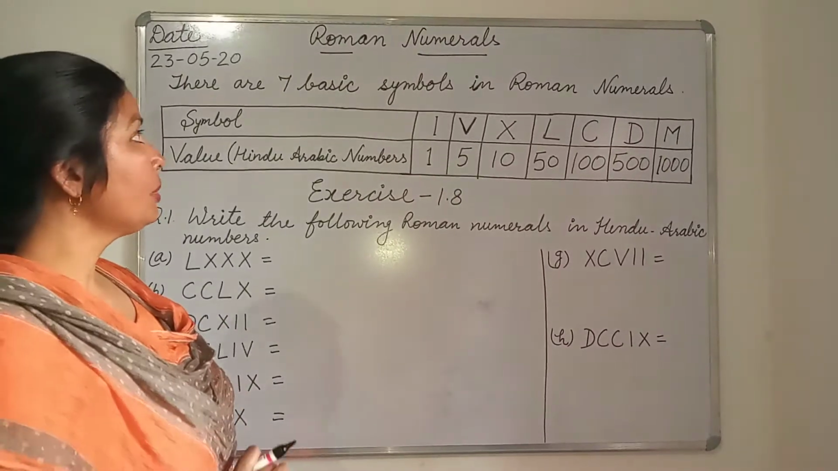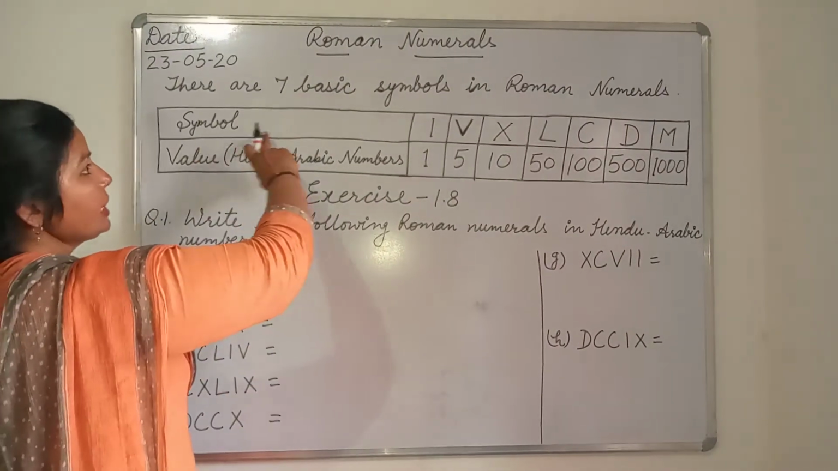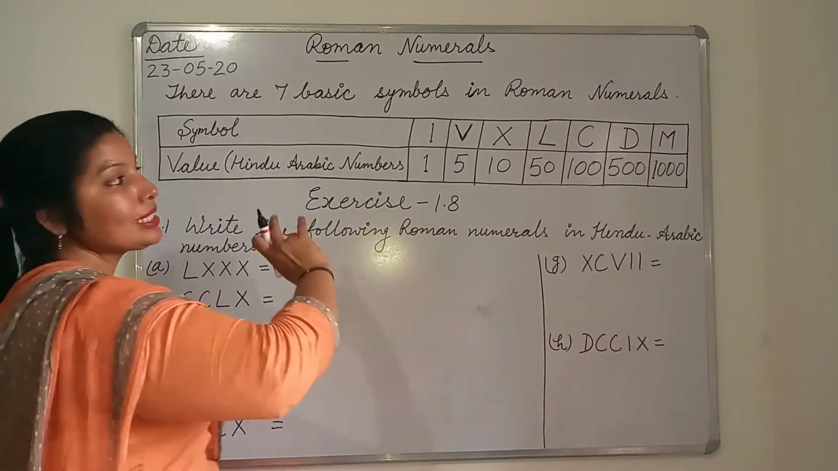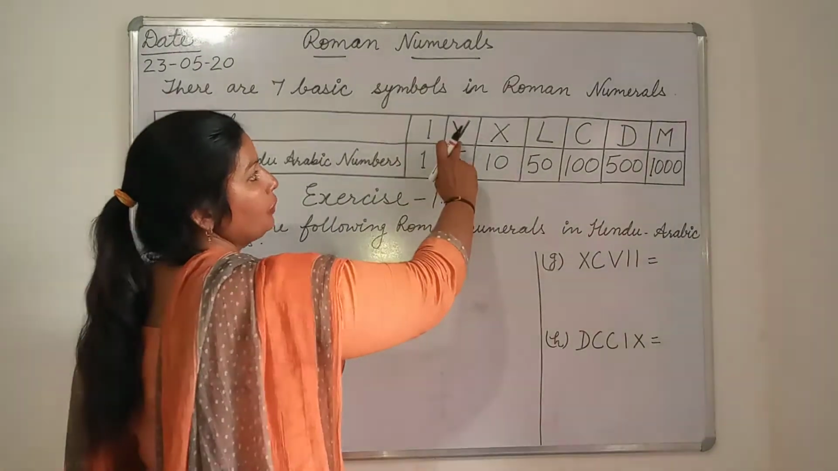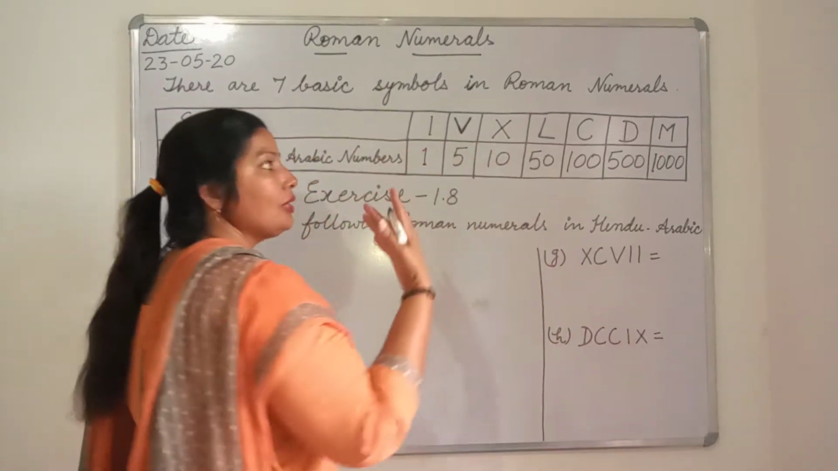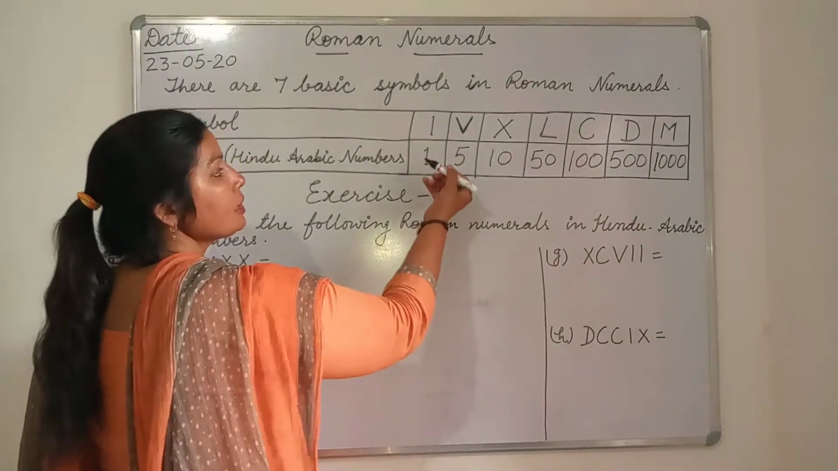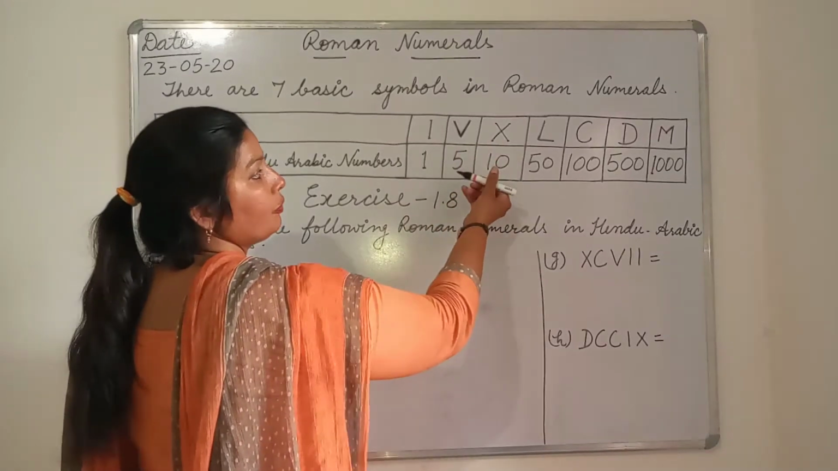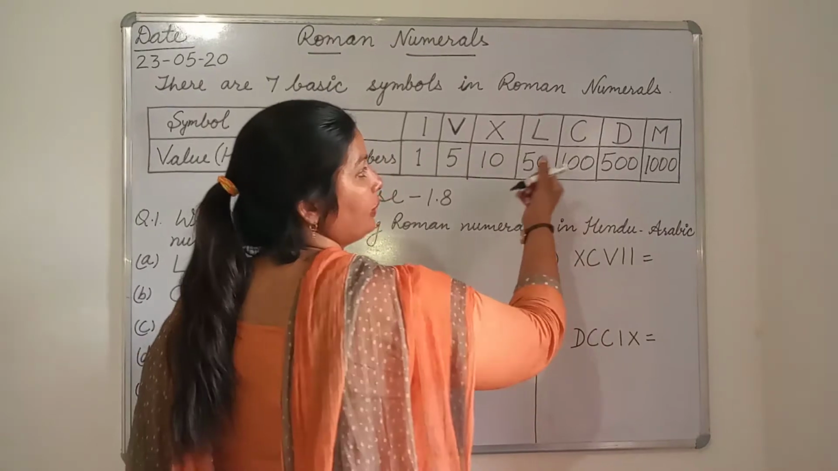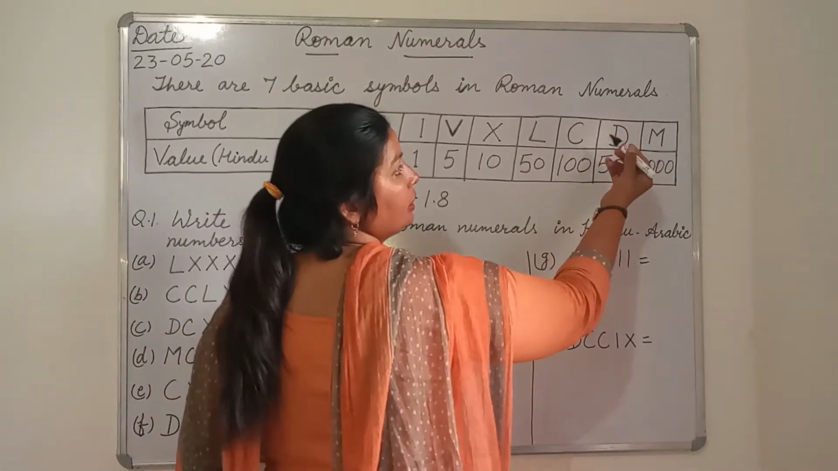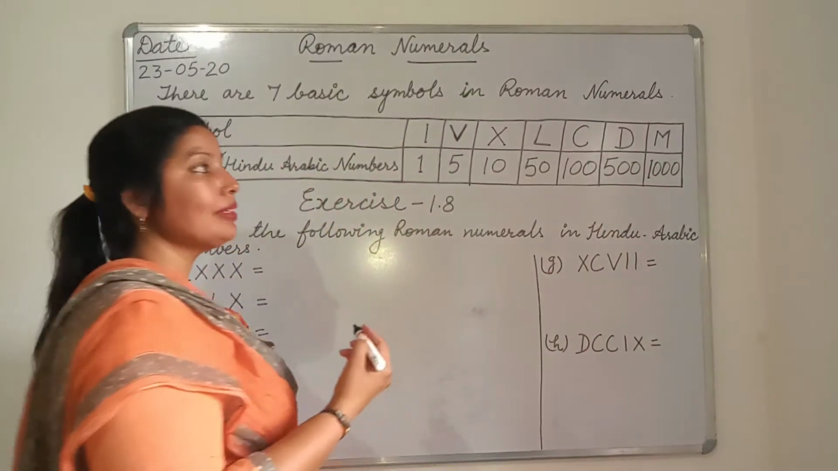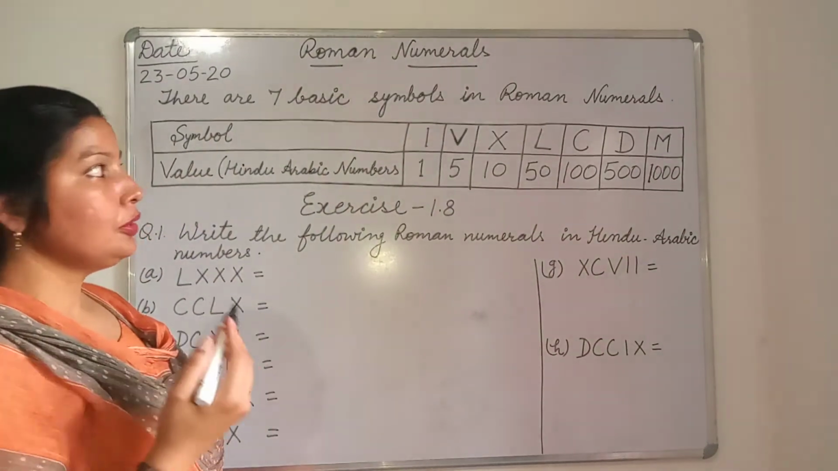So I am telling you about these symbols. There are Roman symbols and there are their values. Which 7 symbols are there? I, V, X, L, C, D, M. So what's their value in Hindu Arabic? I means 1, V means 5, X means 10, L means 50, C means 100, D means 500 and M means 1000. So these are the 7 basic symbols in Roman numerals.